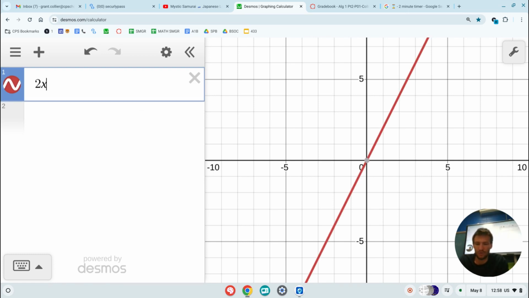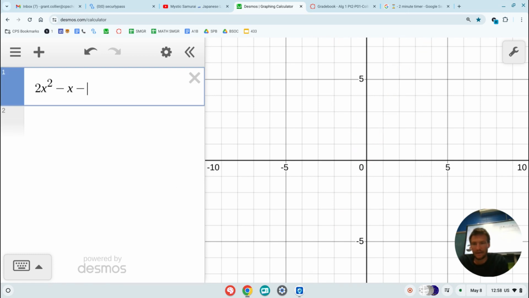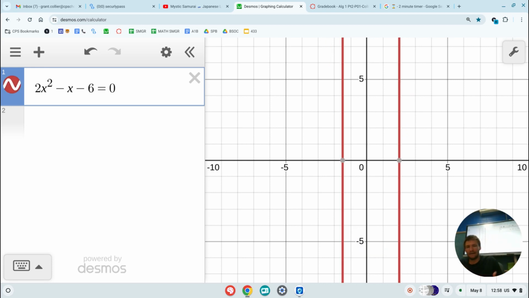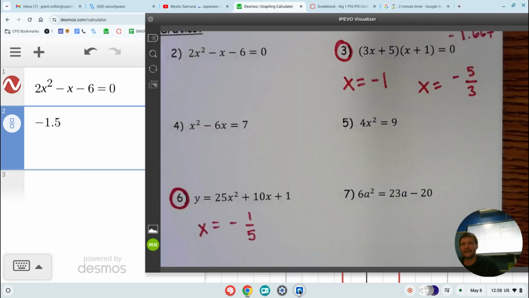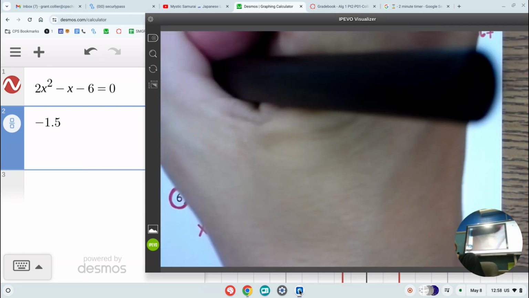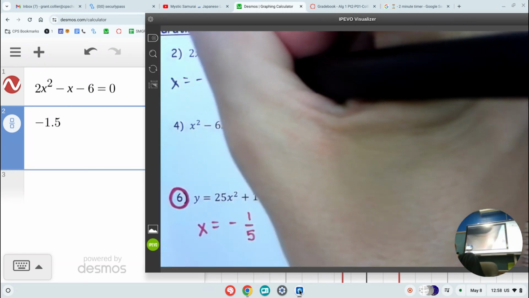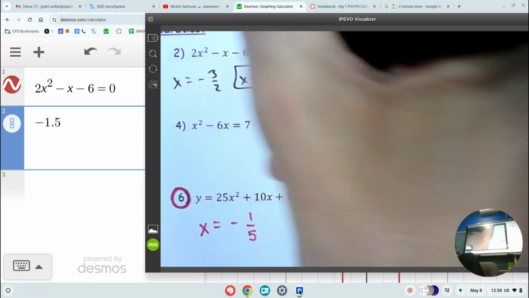The first one is 2x squared minus x minus 6 equals 0. When we don't have that y and we do have an equal sign, it's going to give us straight up and down lines, but that's okay. Negative 1.5 and 2. Let me convert negative 1.5. It says negative 3 halves. So we have x equals negative 3 halves and 2.